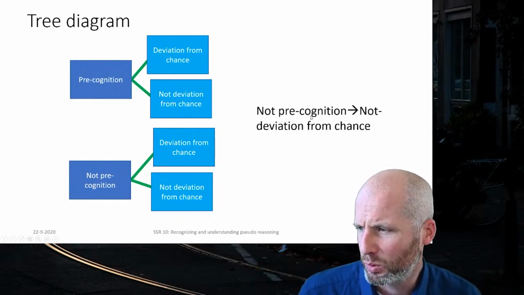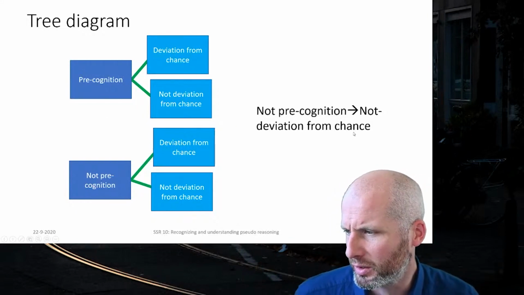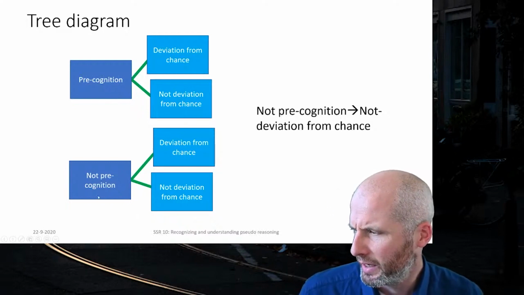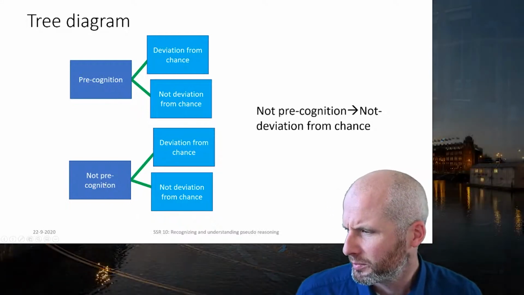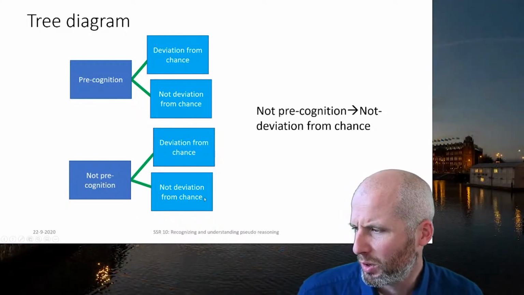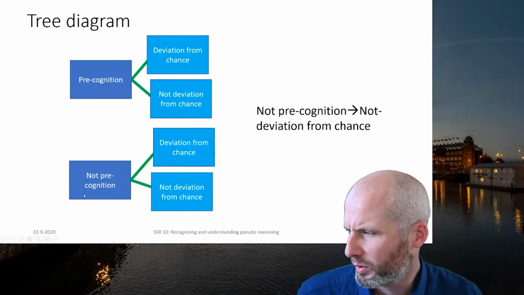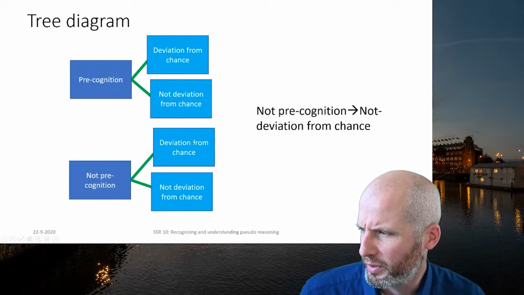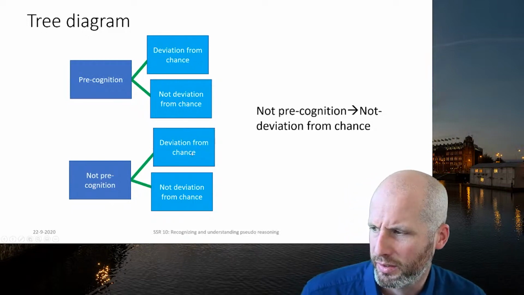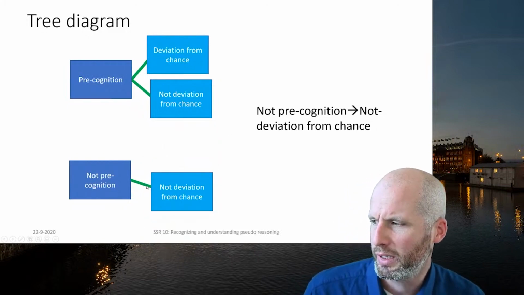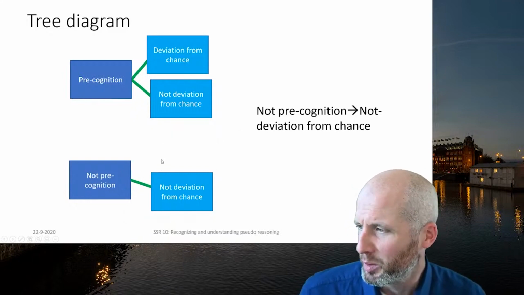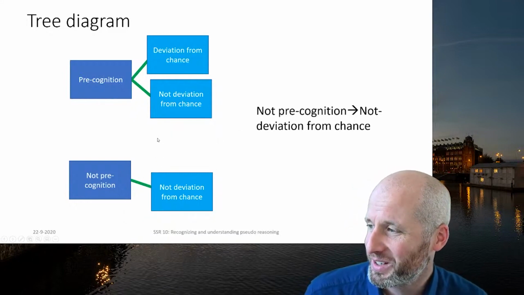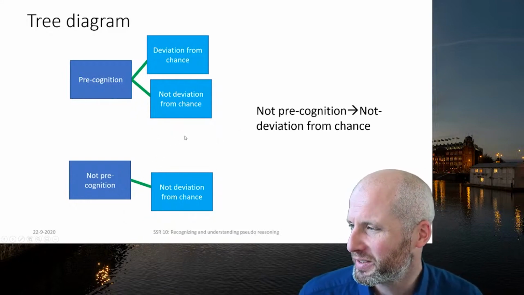And then we apply the rule, if not precognition, then not deviation from chance. So if we're here, this block has to follow it. So it's impossible for precognition to be untrue and to observe a deviation from chance, is what the sentence said. So we can exclude that from all possibilities. It drops away with a beautiful animation, and then we can test the rest of the statement.